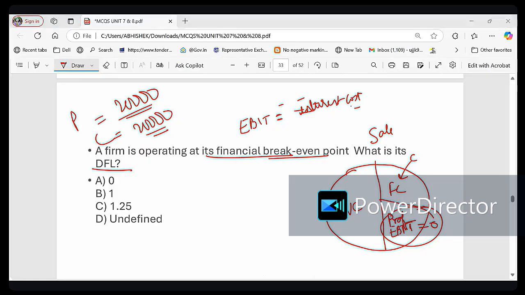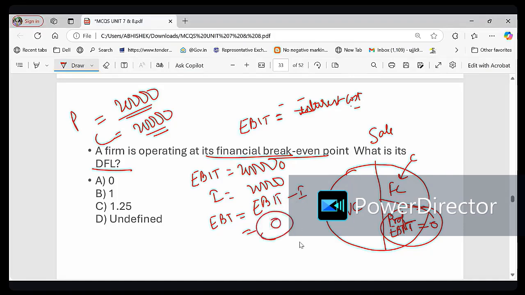Suppose your EBIT, earning before interest and tax, is, see, try to understand this, this is very, very important. Your EBIT is how much? 20,000. And your interest cost is how much? 20,000. Can you tell me what will be EBT? I am waiting for your response. Your earning before interest and tax is 20,000. Your interest cost is 20,000. What will be the EBT? Please answer. Obviously, it will be zero. Very good. It will be zero because we subtract interest from EBIT, then we get EBT. So your EBT is zero.